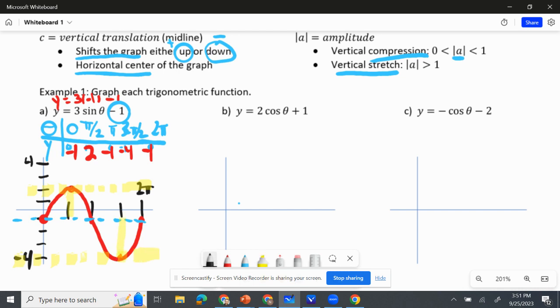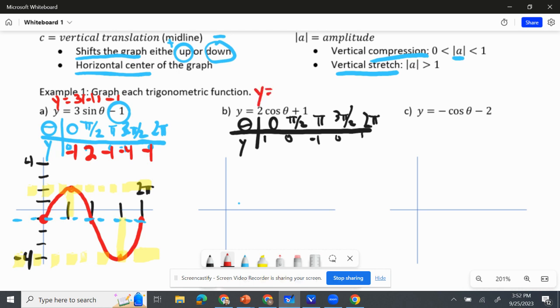So looking at our next one, we're going to come up with our chart again. This time it's cosine. So when we're looking at cosine, what we have is 1, 0, -1, 0, and 1. That's our pattern for cosine. We're going to write our linear equation, y equals 2, and then plus 1. We're plugging in each of our values for the cosine.